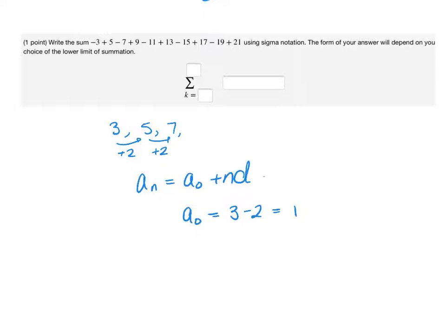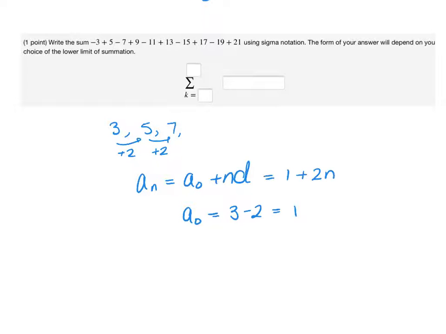So now that I've found a sub naught, it's negative 3, right? Or are we still ignoring them? We're ignoring the negative for a moment. Okay. So my a sub naught is 1. So how am I going to rewrite my a sub n now? A sub n equals 1 plus 2n. Okay. So that is the part where it goes from 3 to 5 to 7.